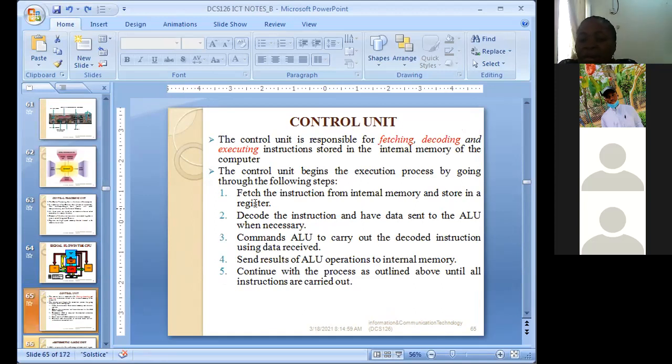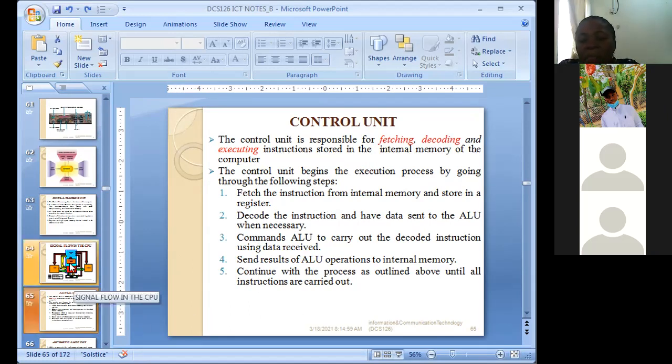Now, the next step that the control unit must follow is to decode the instruction and then have data sent to the ALU when necessary. I have explained what decoding means. Then the control unit will command the ALU to carry out the decoded instruction using the data received, and then send the results of the ALU operations back to internal memory. I explained all of that from slide 64. And then when that is done, it will continue with the process as outlined until all instructions are carried out.